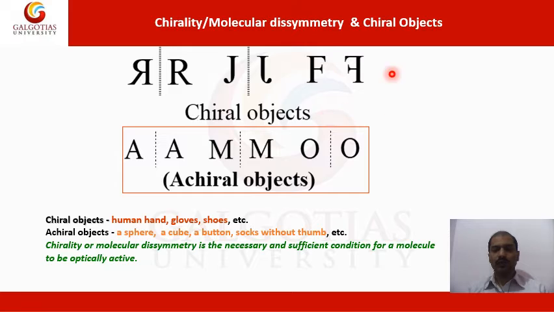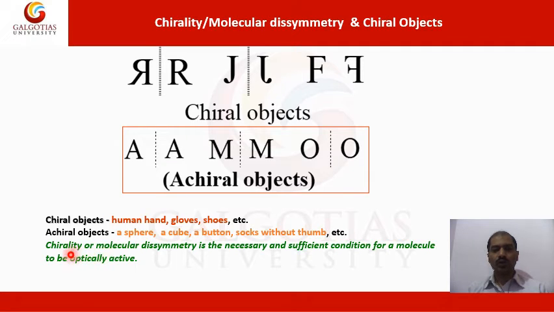In the case of organic compounds, if a similar condition comes, then that will be called chiral. Now if you see another alphabet like A, and put it in front of a mirror, the mirror image will look the same. Similarly in the case of M and O, so these are achiral objects. The chiral objects are the human hand, globe, shoes, etc. And there are a number of achiral objects: sphere, cube, buttons, and socks without thumb, etc.